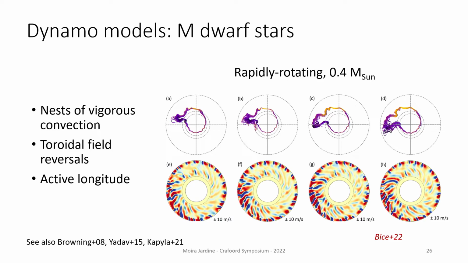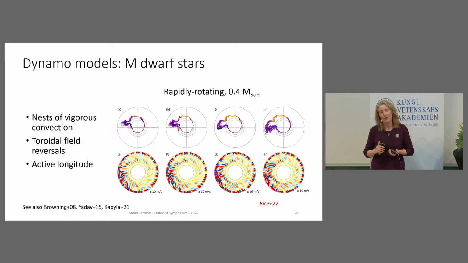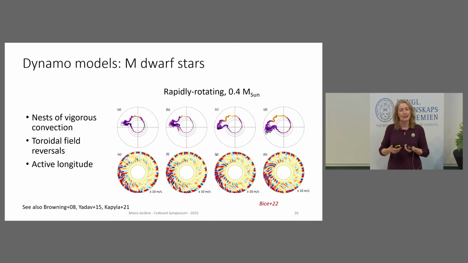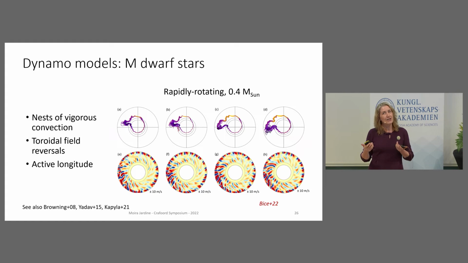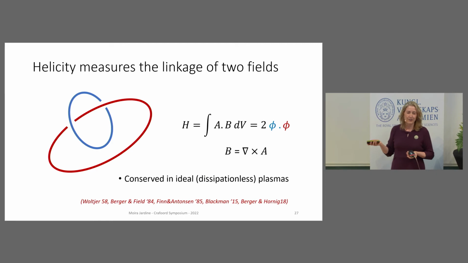So I'm getting very close to the end of my time. I just have one final, very brief topic that I wanted to touch upon. So I've talked about the results of modeling the interiors of stars, modeling their dynamos. I've talked about the winds and how they remove angular momentum. There is another aspect to the structure of stellar coronae that I haven't touched upon. And that's the concept of magnetic helicity.